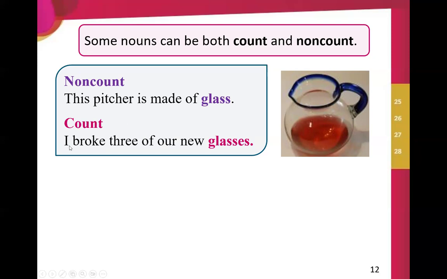For example, I broke 3 of our new glasses. It means here cups. A glass of water, for example, means a cup of water or similar like that. Do you understand the glasses here? The word glasses refers to what? Do you understand here? Yes, okay.